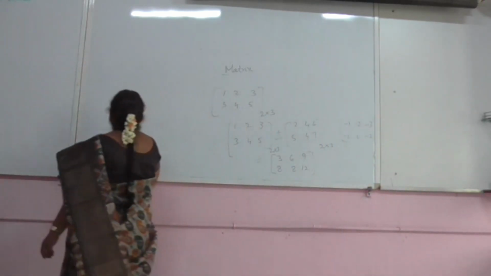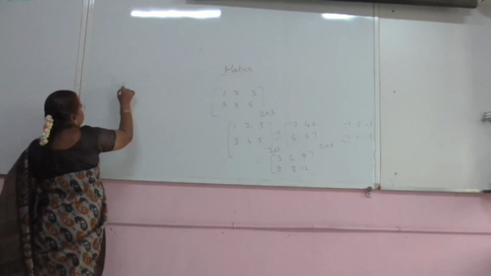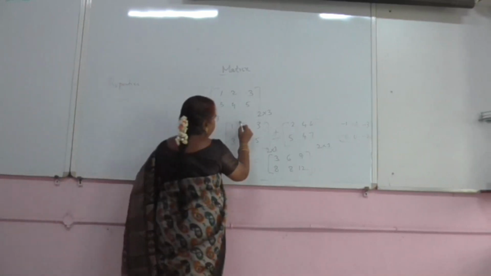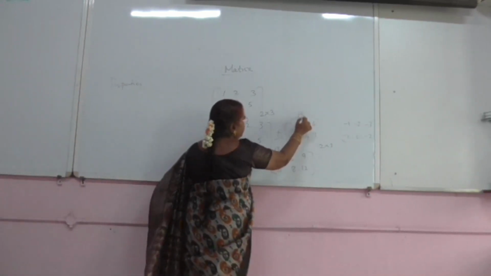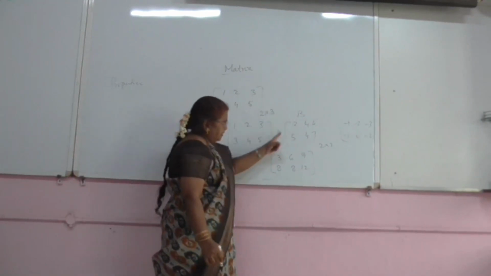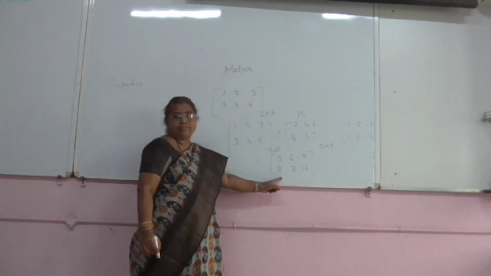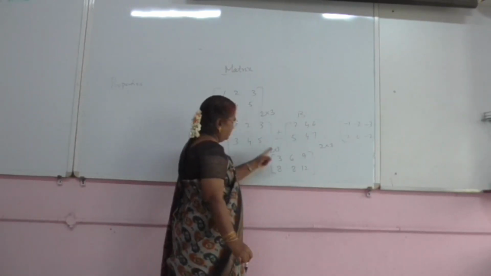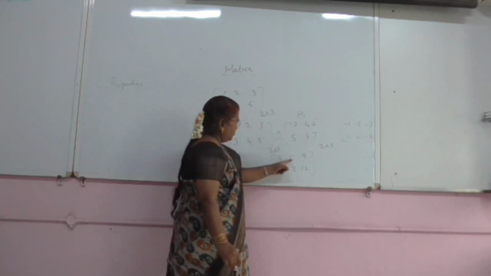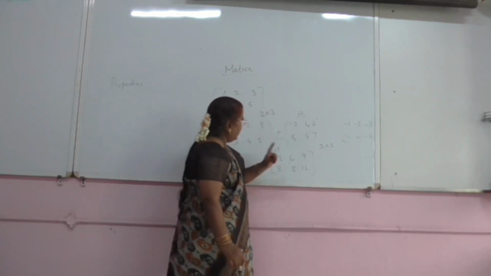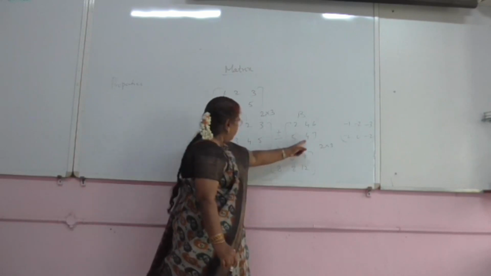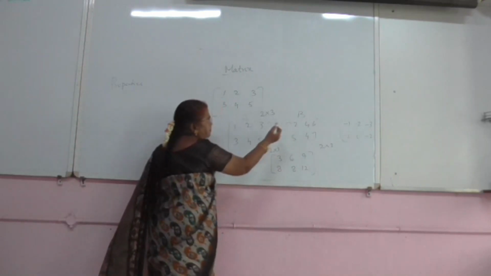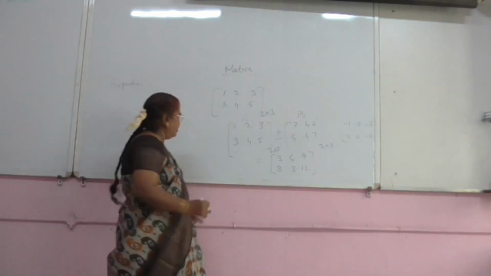Now we will do some properties of matrices. Let this matrix be capital A and this matrix be capital B. We got A plus B equal to some other matrix C. Suppose we add B plus A. 2 plus 1, 3. 4 plus 2, 6. 6 plus 3, 9. 5 plus 3, 8. 4 plus 4, 8. 7 plus 5, 12. Therefore A plus B is equal to B plus A.